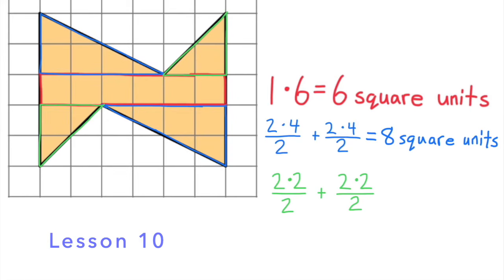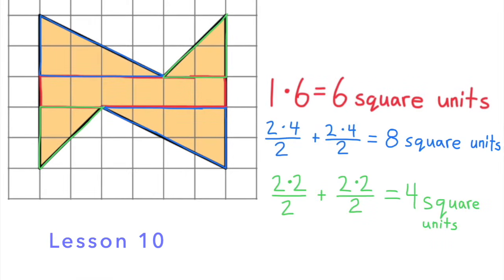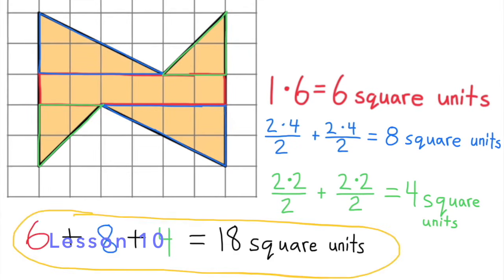Highlighted in green, you can see 2 triangles that have a base of 2 and a height of 2. Together, these 2 smaller triangles have an area of 4 square units. If you add up the area of all these shapes that I decomposed, you get 18 square units. The total area of this shape is 18 square units.